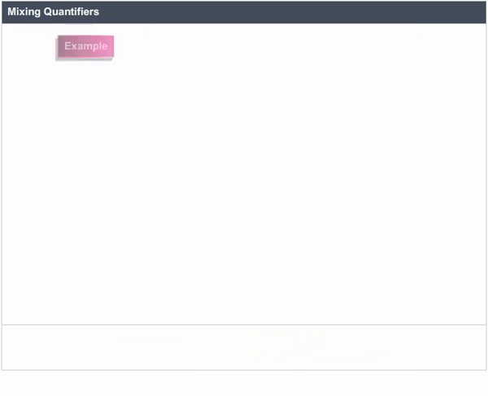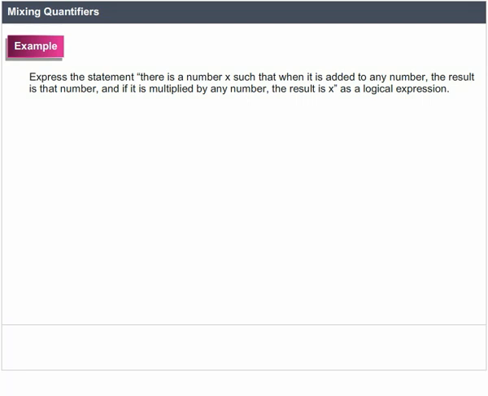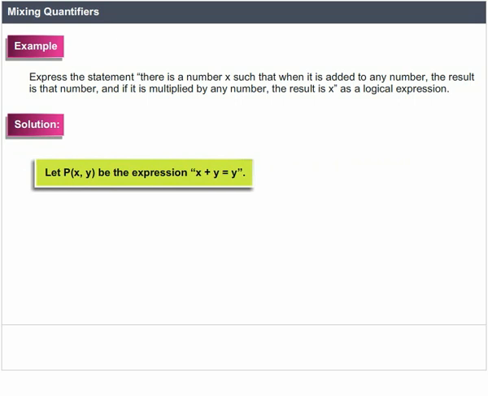Example. Express the statement there is a number x such that when it is added to any number, the result is that number, and if it is multiplied by any number, the result is x, as a logical expression. Solution. Let P(x, y) be the expression x + y = y.